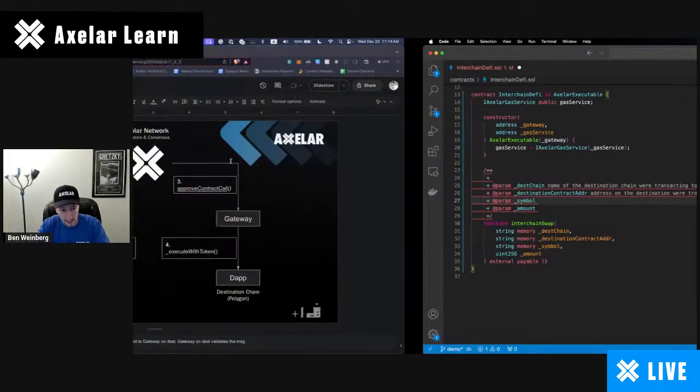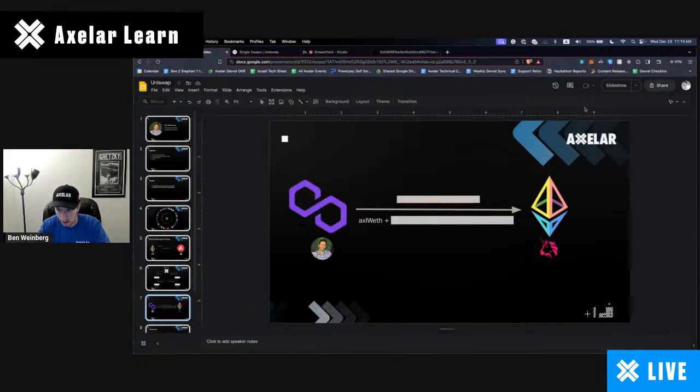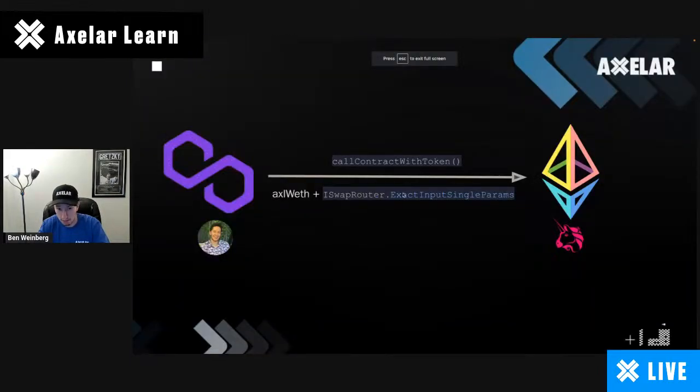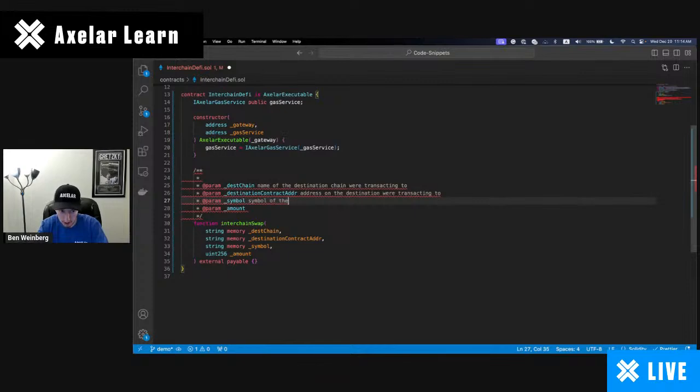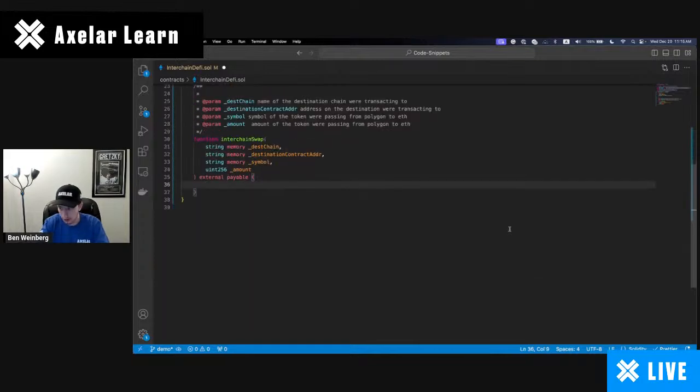Remember, in addition to passing in our GMP message, our exact input singles param, we're also passing in WETH. We're passing in a token and a message. So this is the symbol of the token we're passing from Polygon to ETH. And this is, as you can probably guess, the amount of the token that we're passing from Polygon to ETH. I hope this is clear. These are the 4 parameters we're going to be needing to conduct this transaction.